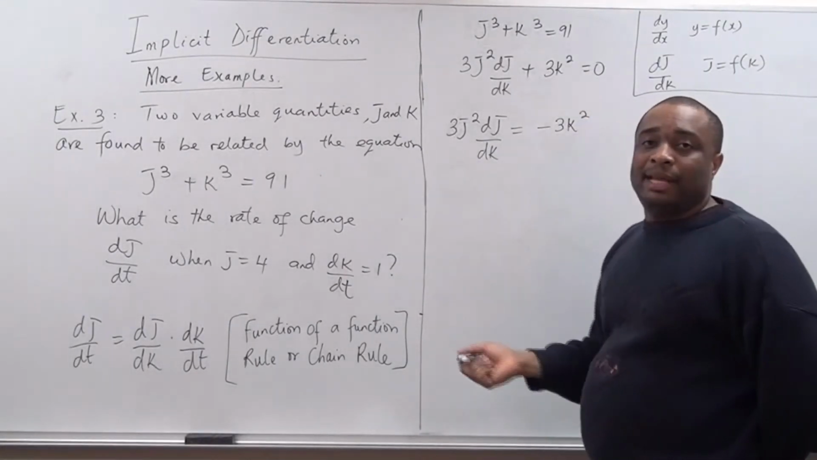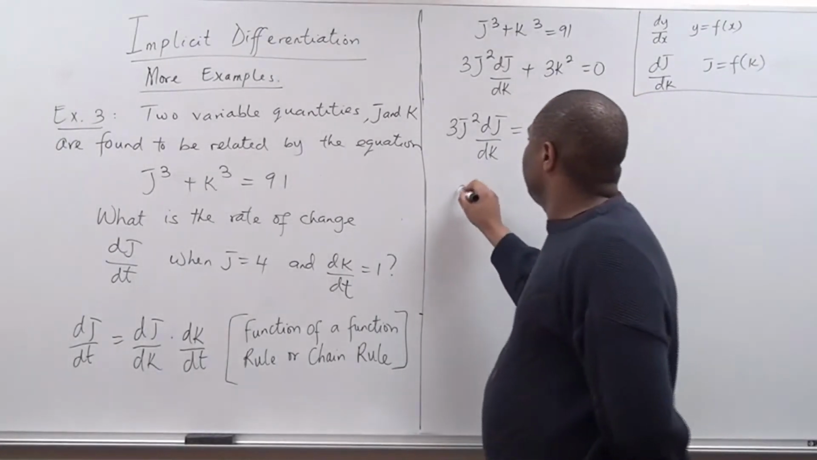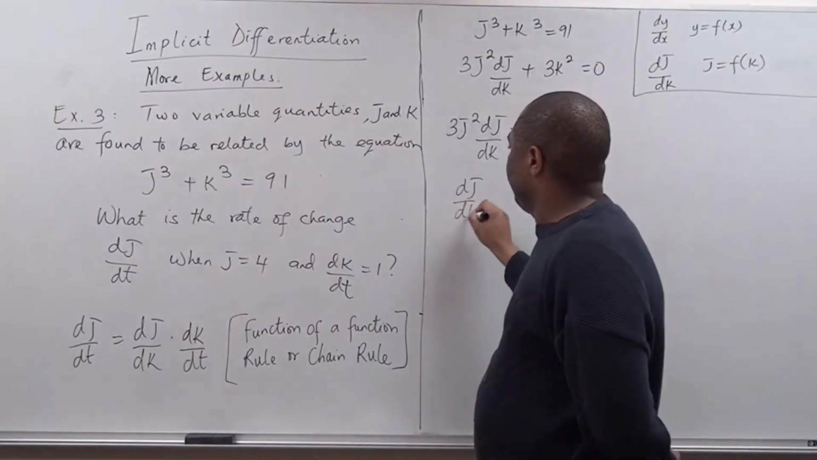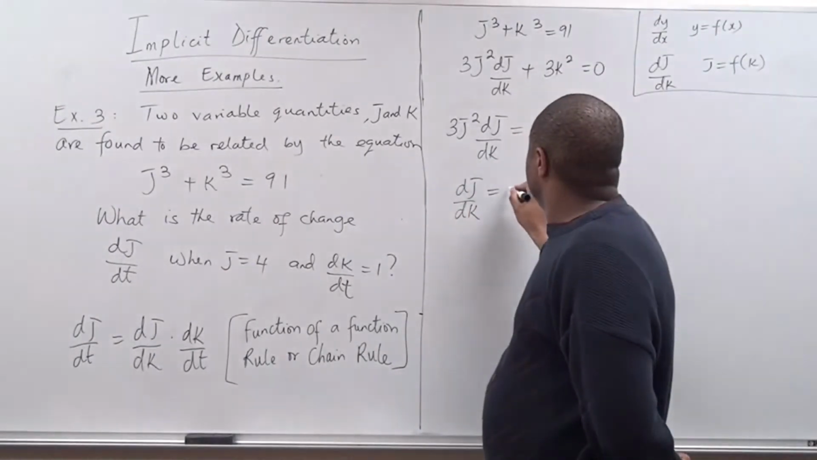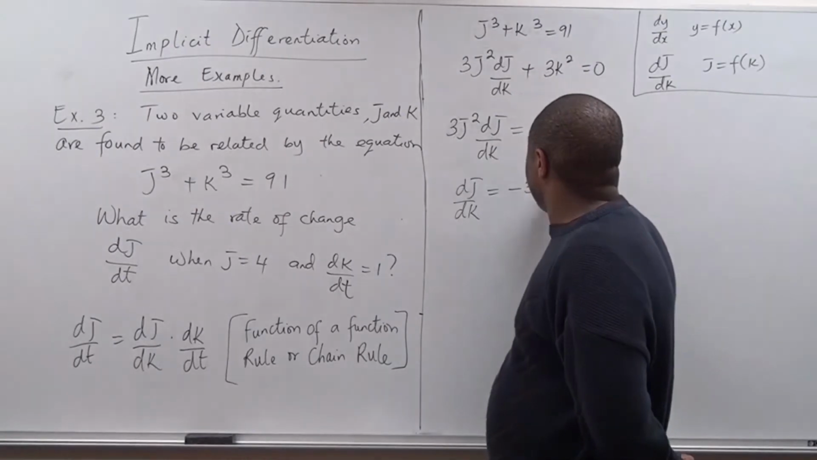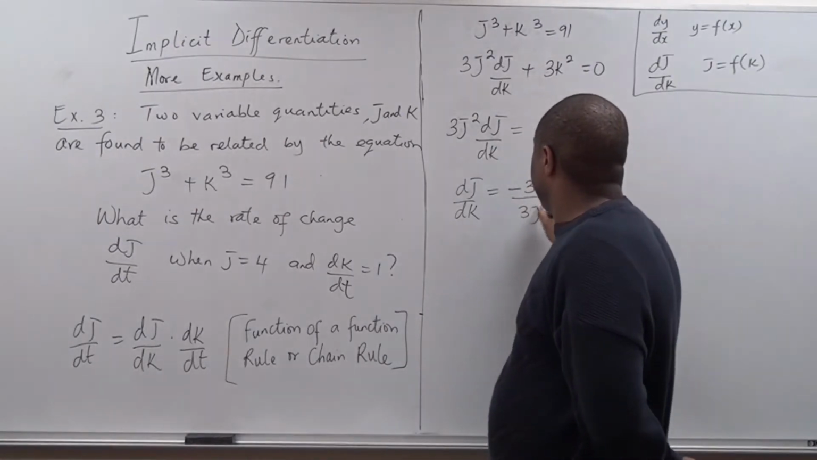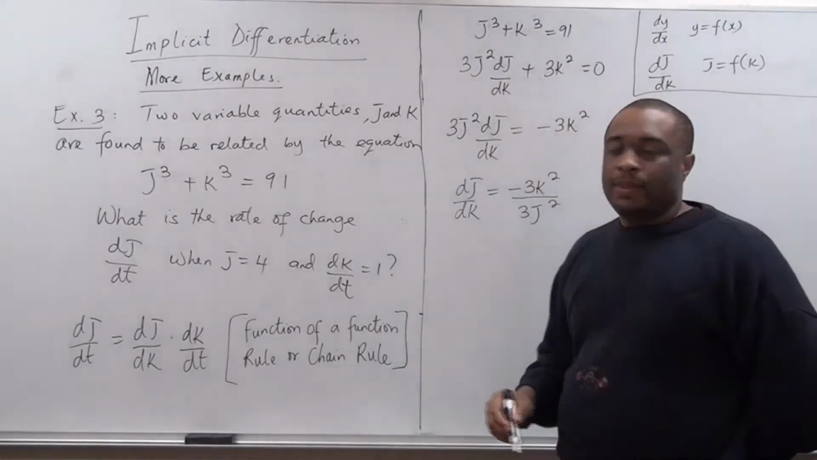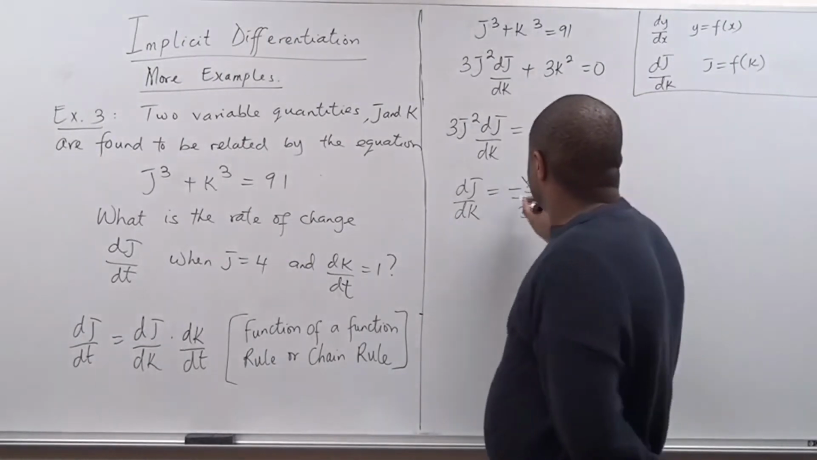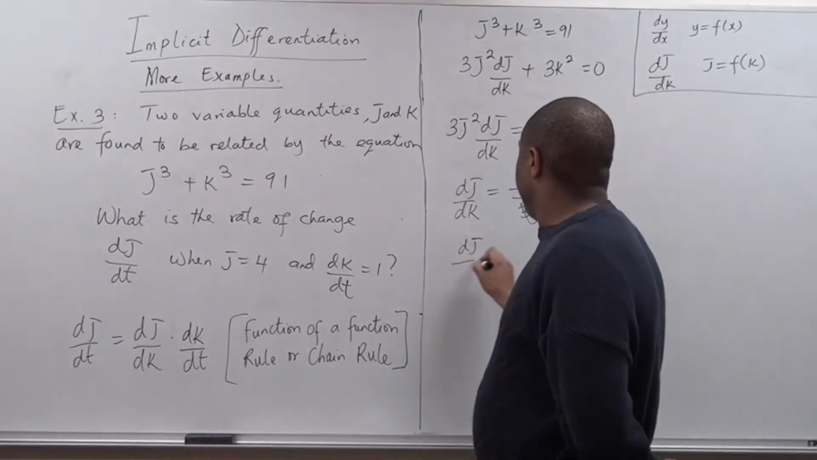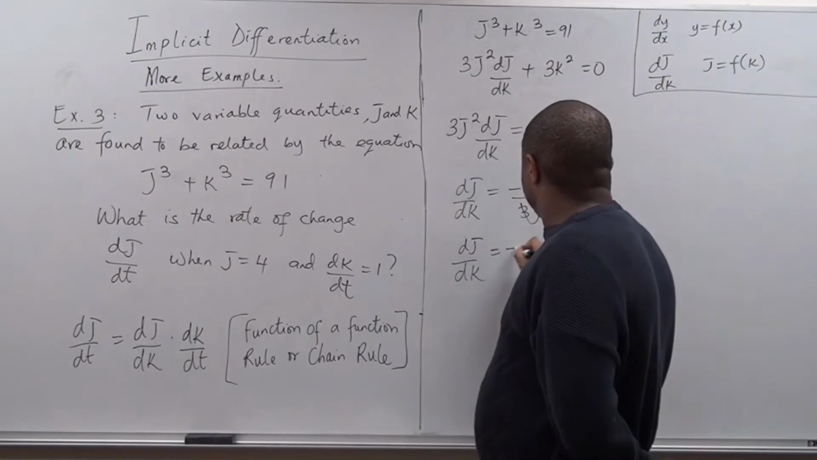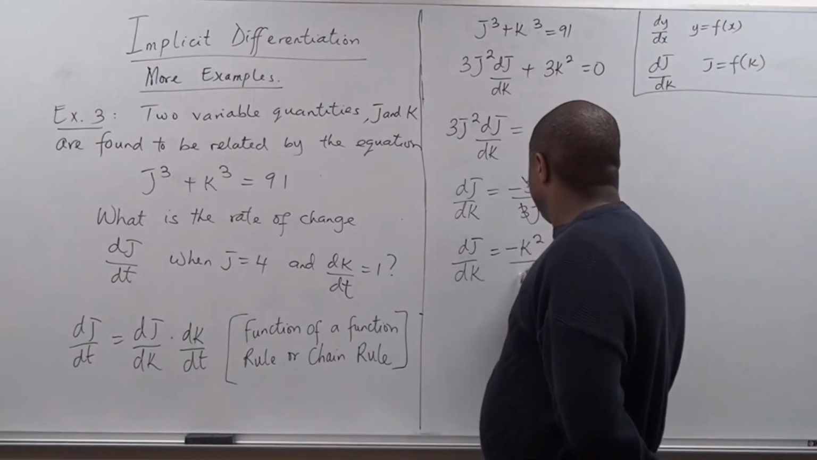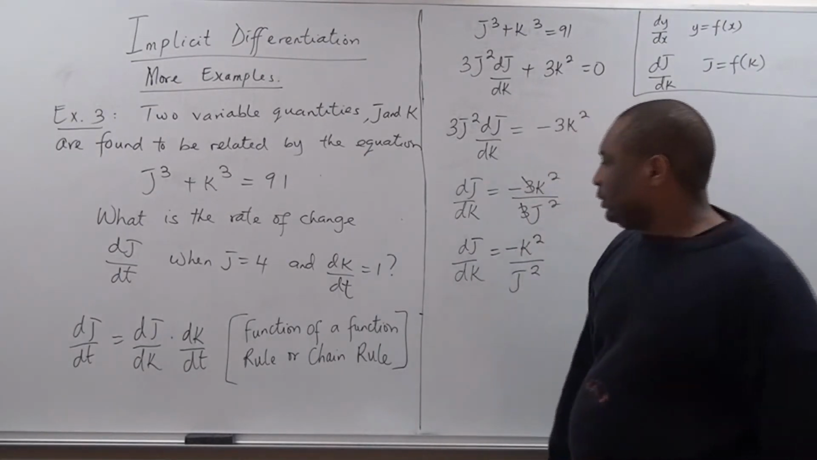We divide both sides by 3j squared. So we see that j dk is equal to negative 3k squared over 3j squared. Right? So you cross out. So j dk is equal to negative k squared over j squared.